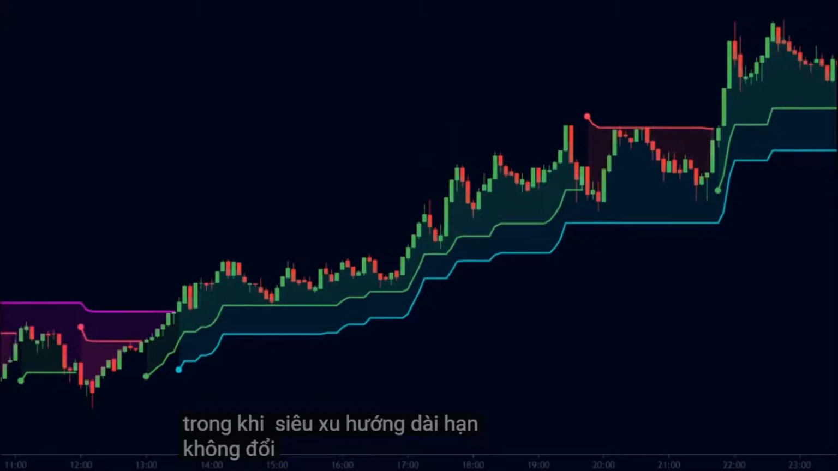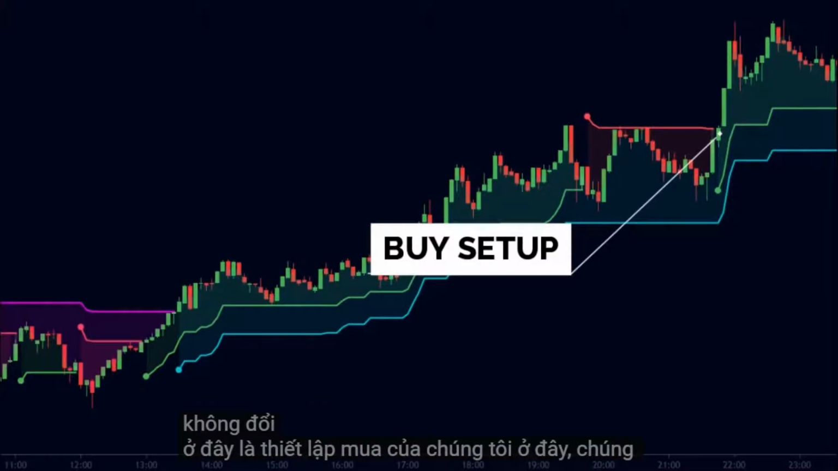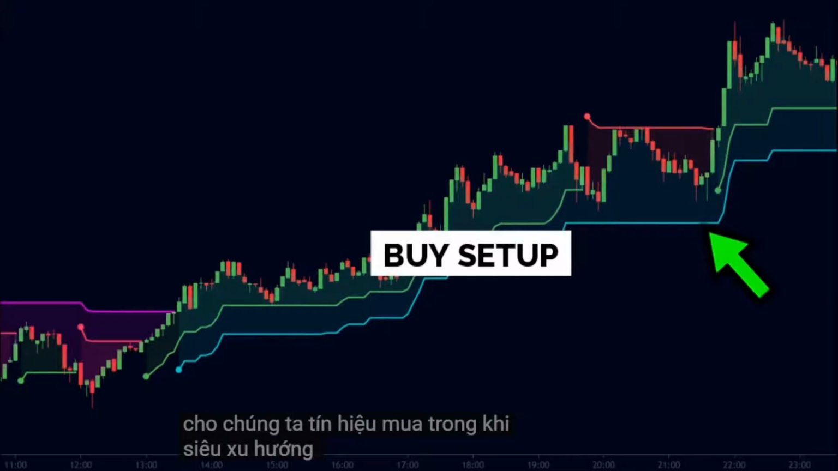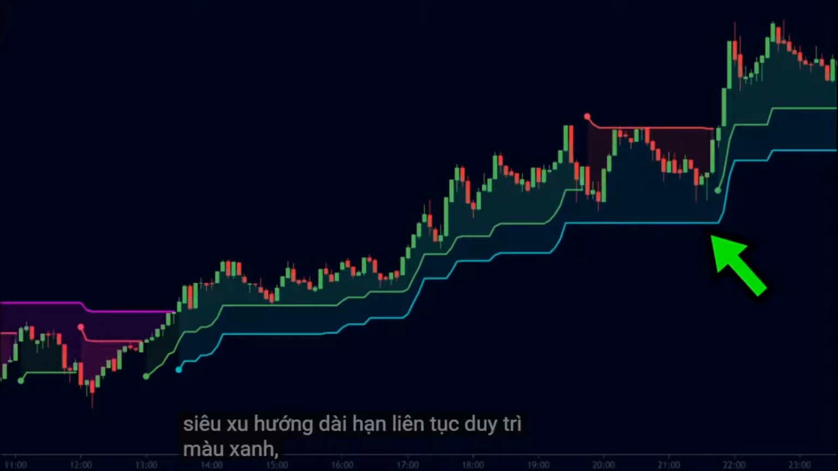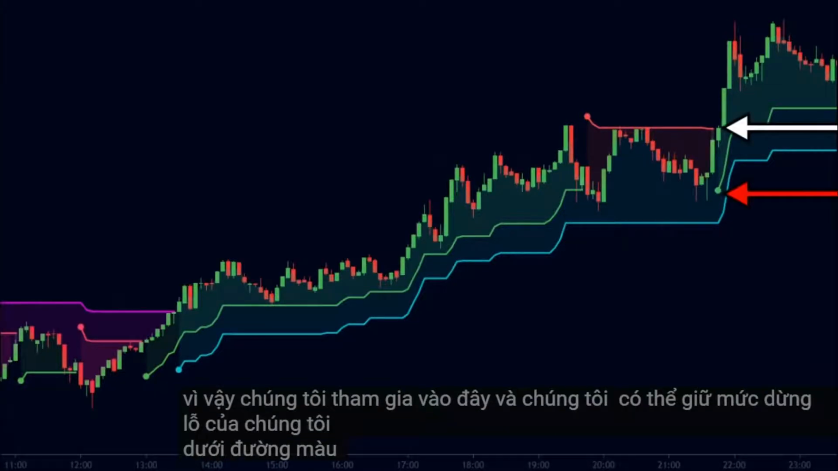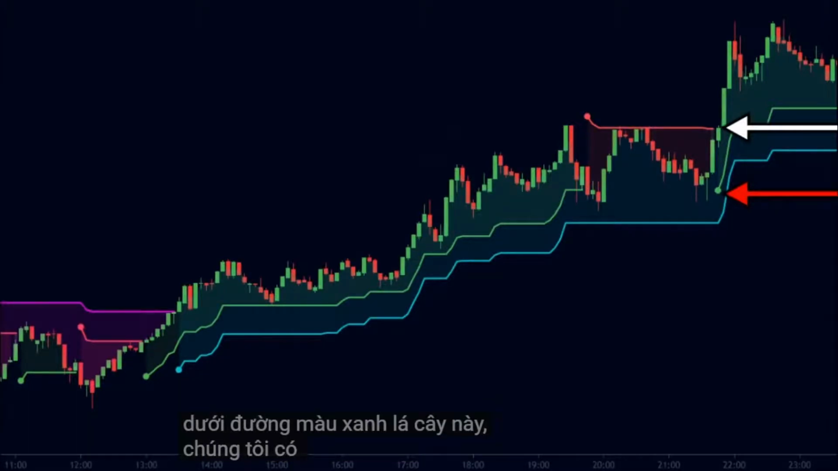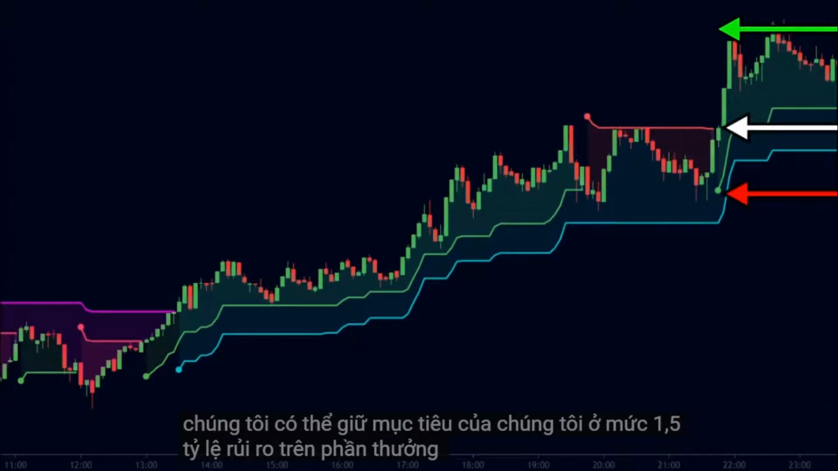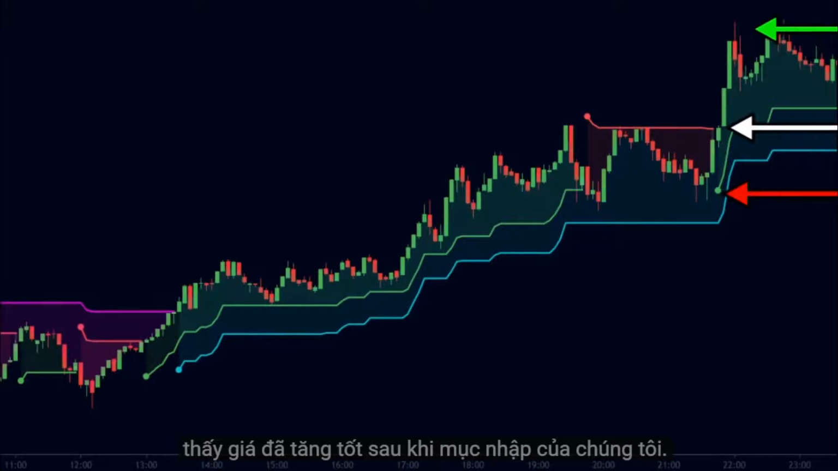Here is our buying setup. Here we see that the short-term super trend gives us a buying signal, while the long-term super trend has constantly stayed blue. So we enter here, and we can keep our stop loss below this green line. We can keep our targets at 1.5:1 risk to reward ratio. As you can see, the price gave a good up move after our entry.